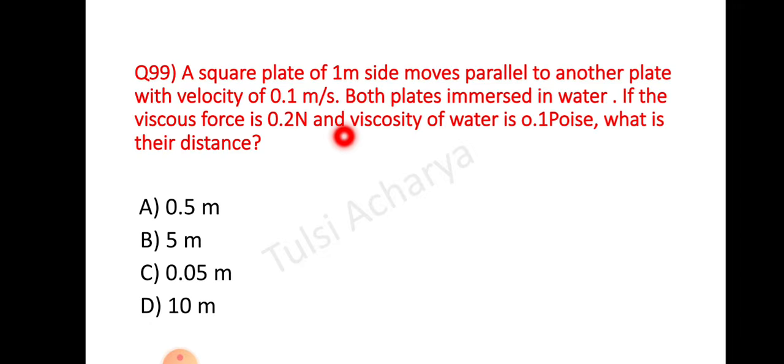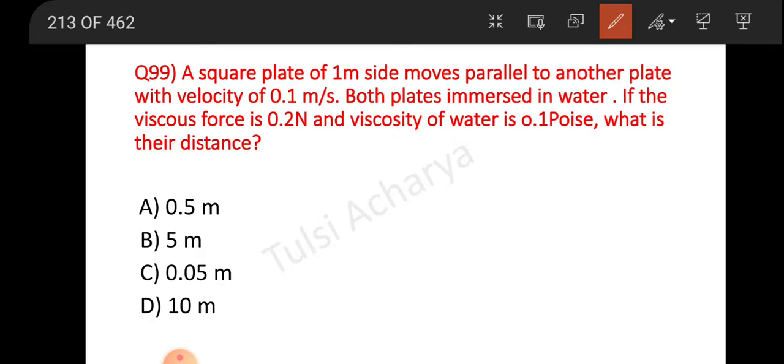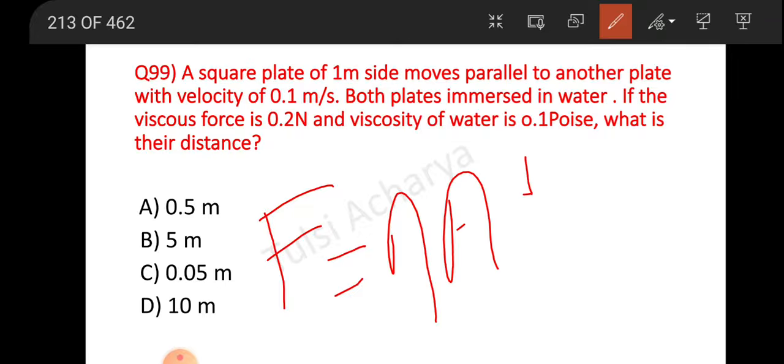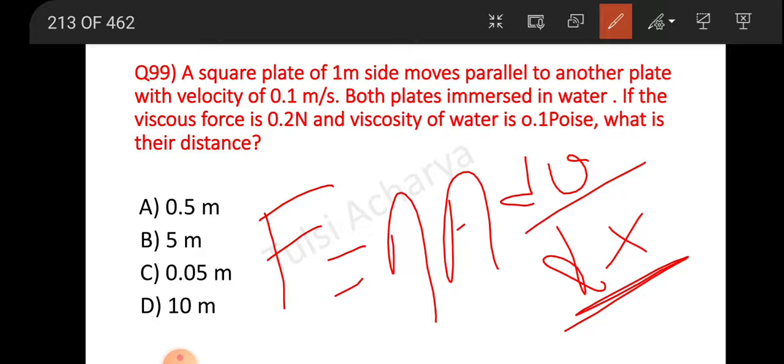Question number 99. A square plate 1 meter side moves parallel to another plate with velocity this. Both immersed in water. If the viscous force is this, viscosity of the water is this, what is the distance between them? We know that F is equal to eta A dV by dx. According to this question, we need to find distance, that is dx.